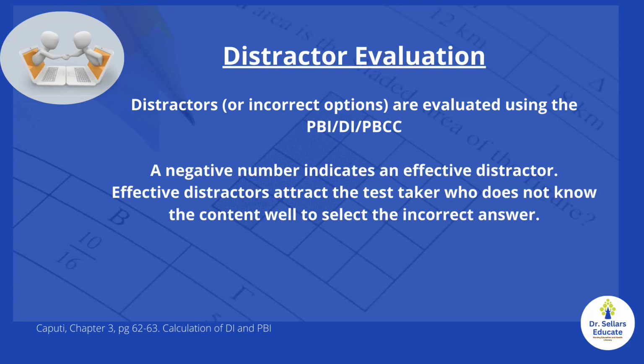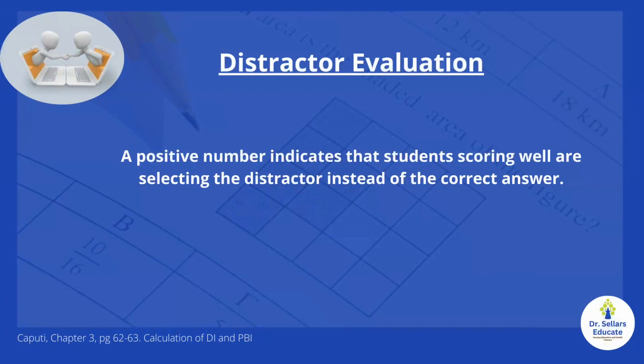An effective distractor is able to attract the test taker who does not know the content well to select the wrong answer instead of the correct answer. If you need a deeper review of content, pages 62 and 63 in Dr. Caputi's review book gives you a good description of how the DI and PBI are calculated and what they actually mean.